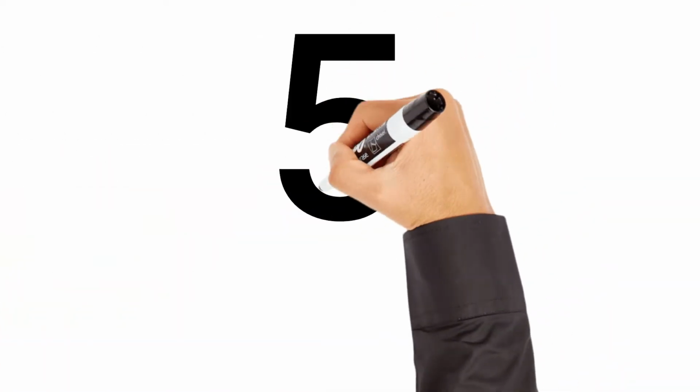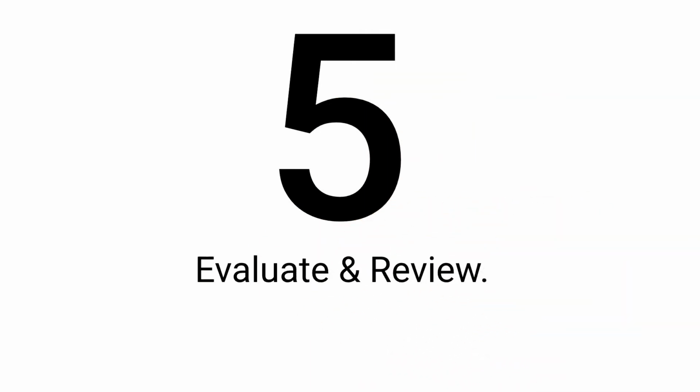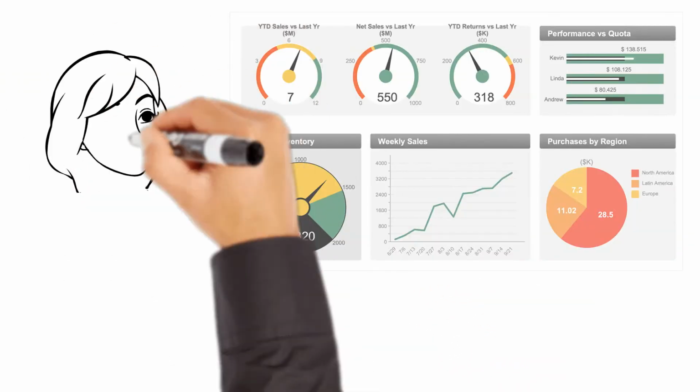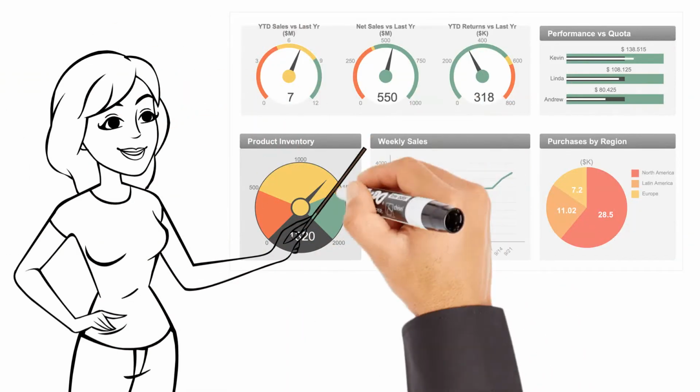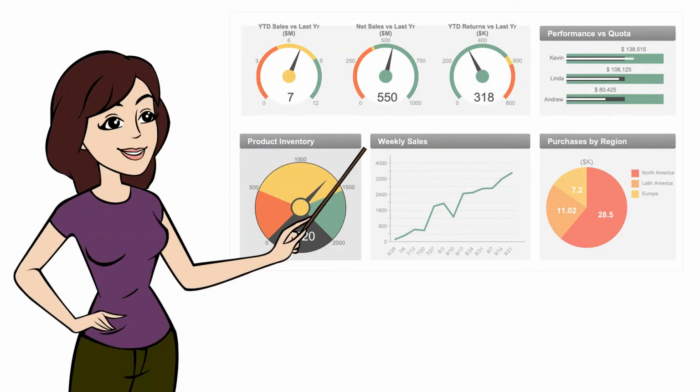The fifth step is to evaluate and review your communication plan. If you evaluate your communication plan in terms of both how well you carry it out and how well it works, you'll be able to make changes to improve it. It will keep getting more effective each time you revise and implement it.